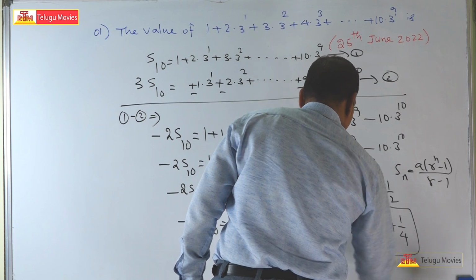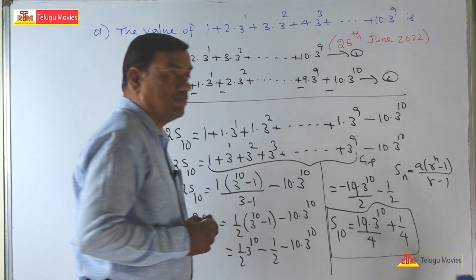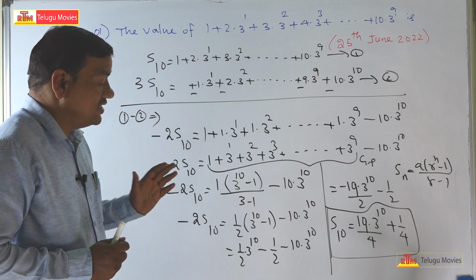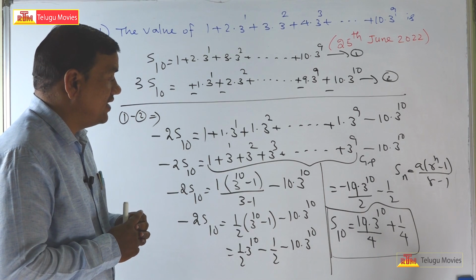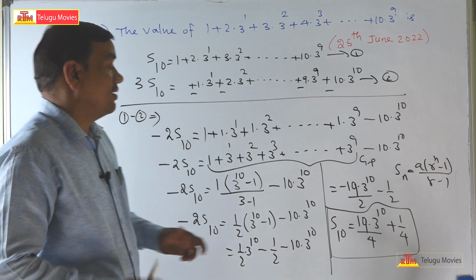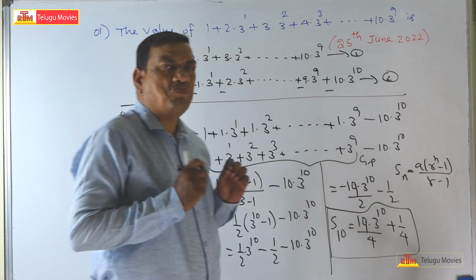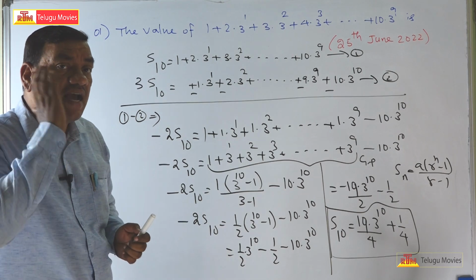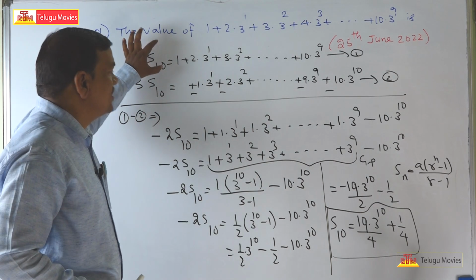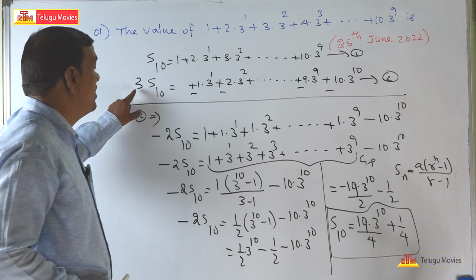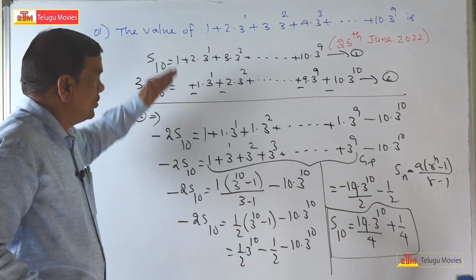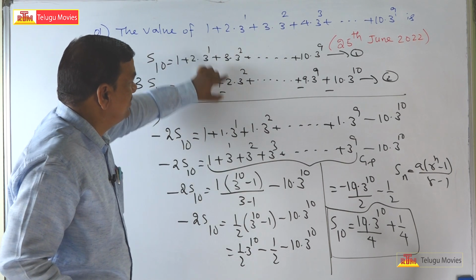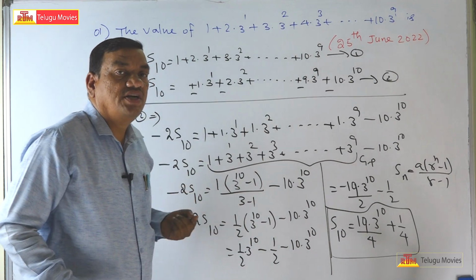This is the answer given in your options. One of the options is 19 times 3 power 10 by 4 plus 1 by 4. The only thing in this entire problem is that you have to get the idea that the first series should be multiplied with 3. So if you observe the differences, you are getting 1.